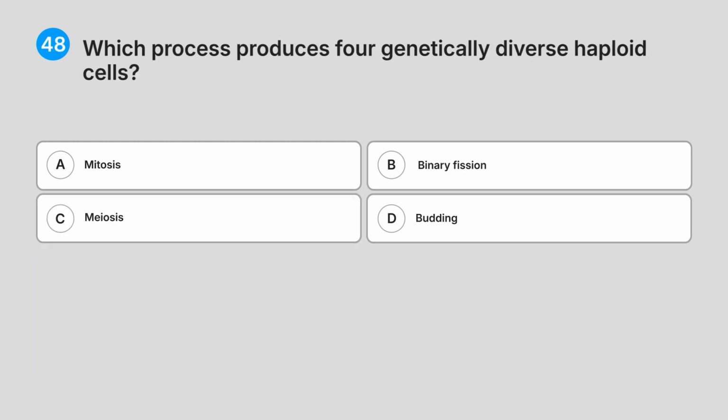Which process produces 4 genetically diverse haploid cells? A. Mitosis. B. Binary fission. C. Meiosis. D. Budding. What do you think is the answer?